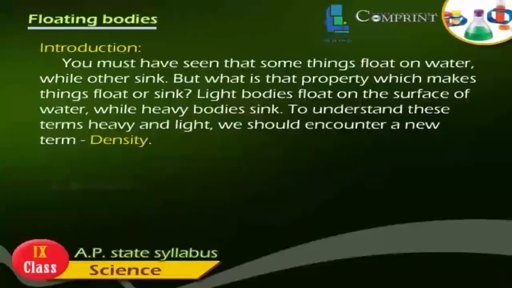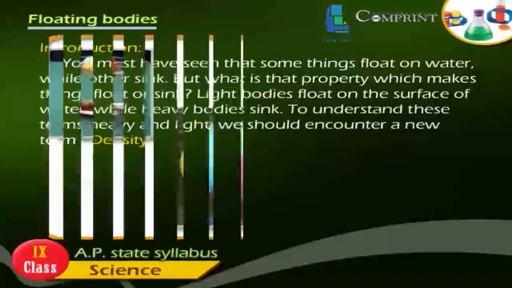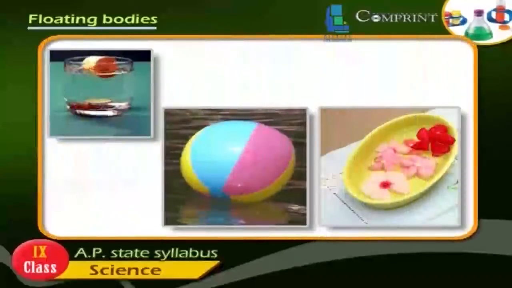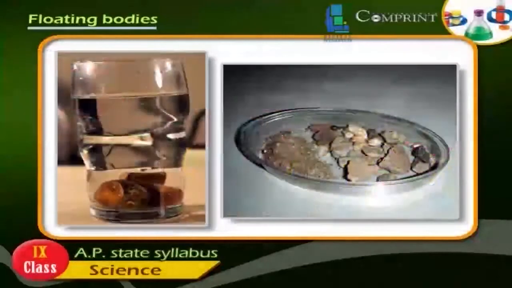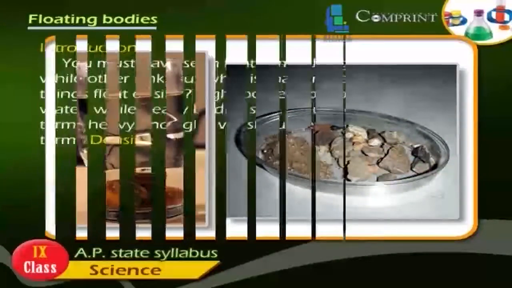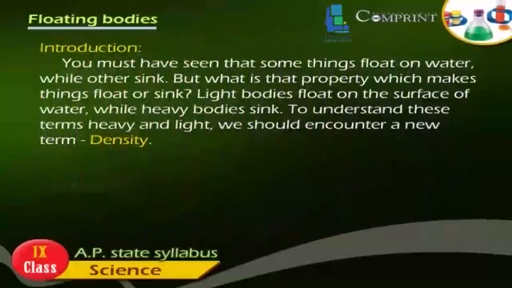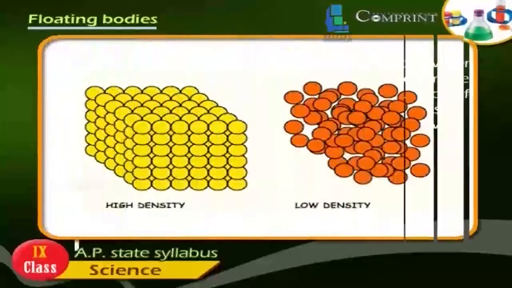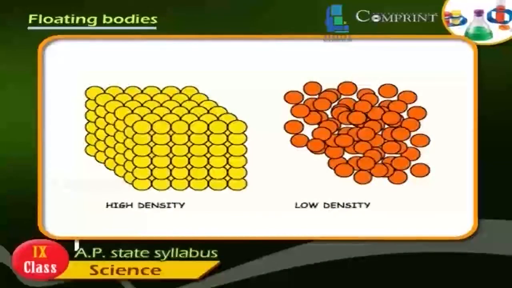Introduction. You must have seen that some things float on water while others sink. But what is that property which makes things float or sink? Light bodies float on the surface of water while heavy bodies sink. To understand these terms heavy and light, we should encounter a new term, density.